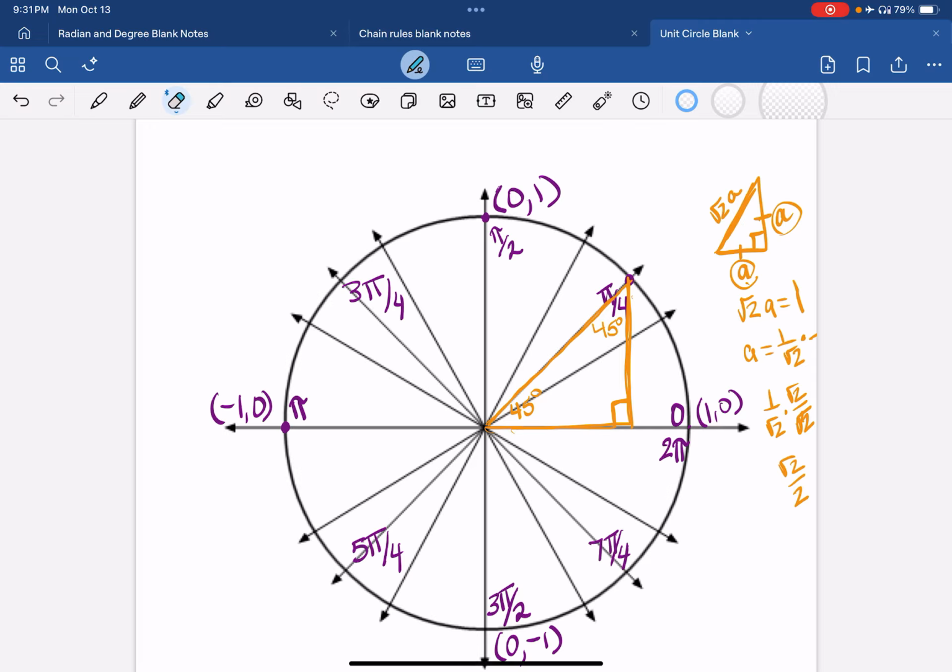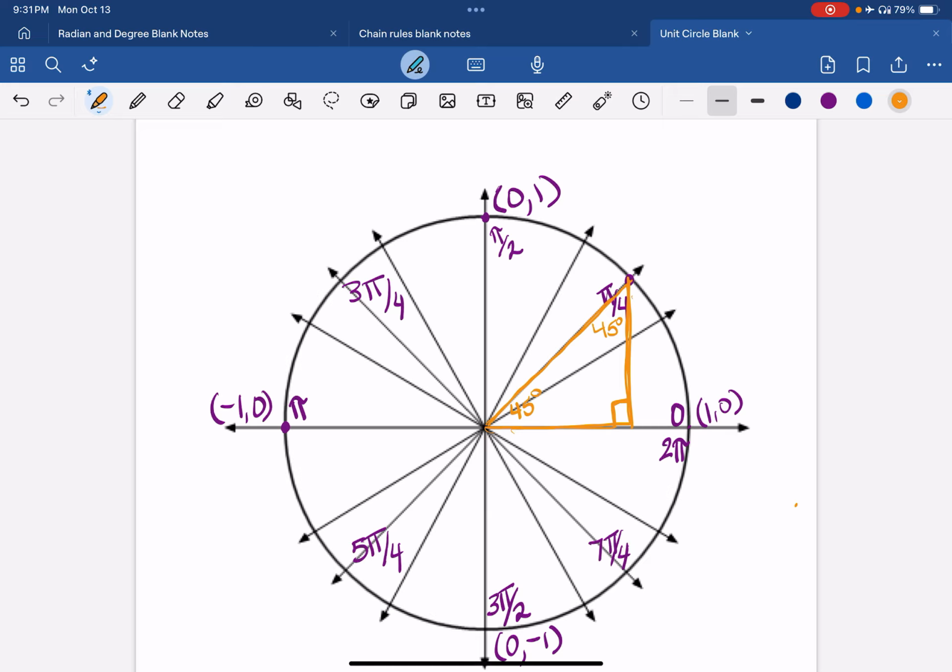Okay. So let me erase this for just a second. Okay, and I'll write that in. All right, so here we go. So the coordinate points here are going to be the square root of 2 over 2 and the square root of 2 over 2.